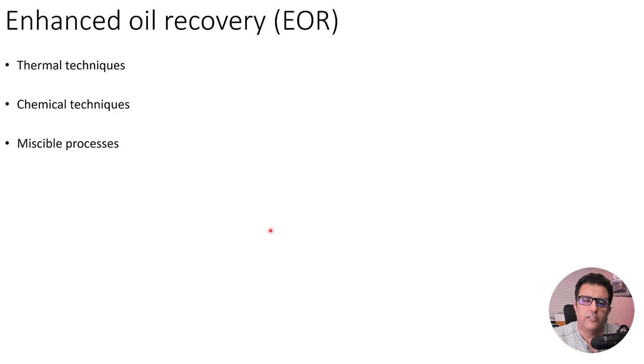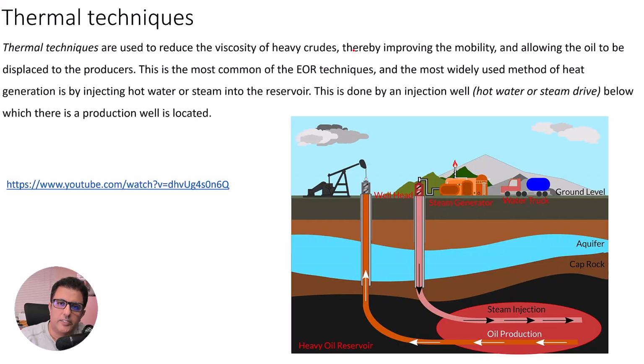For enhanced oil recovery, or EOR, several techniques are used, including thermal techniques, chemical techniques, and miscible processes. Thermal techniques are used to recover heavy oil. In Canada, there are many heavy oil reservoirs found in near-surface formations. Heavy oil is highly viscous. Its properties are more similar to wax or tar compared to regular oil that we see in nature.